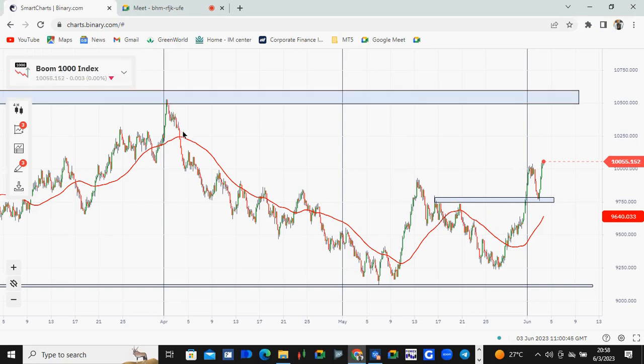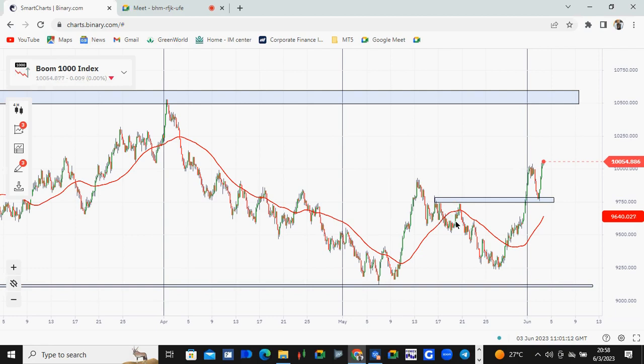You see, it has been selling. Even if buyers were coming in, they were still failing to take control. Once it has reached the support, so Boom 1000, as we are speaking, it is on the support level. No wonder in Boom 1000 it has been selling. So where it is right now, Boom 1000, it is on the support level.